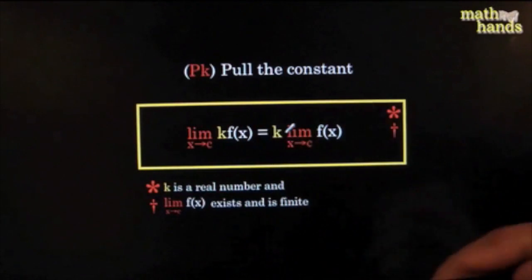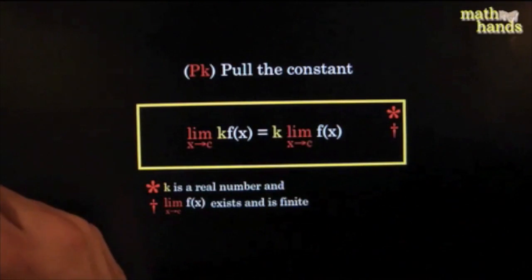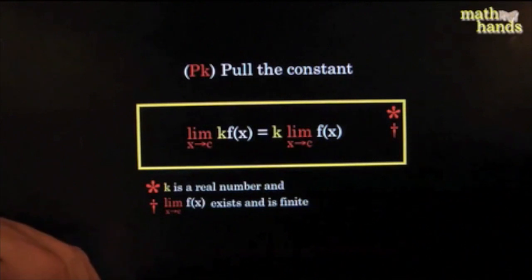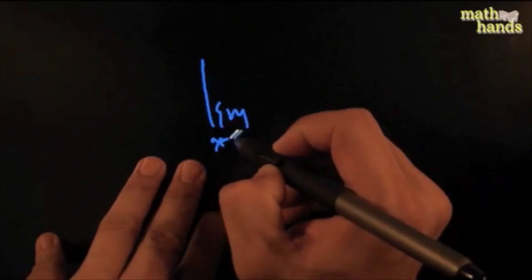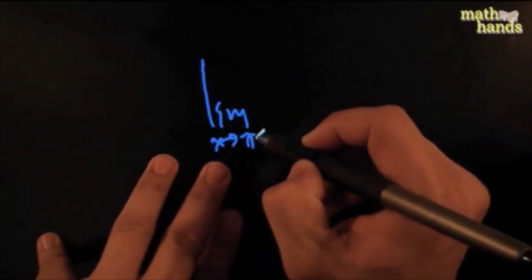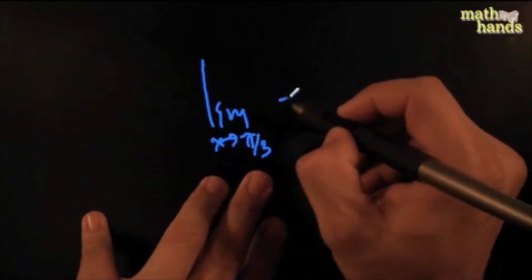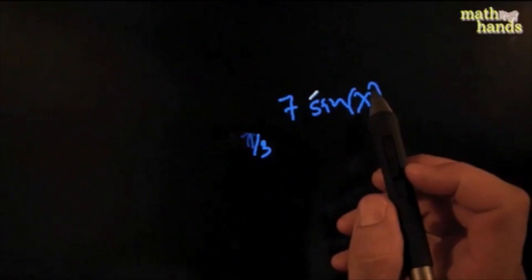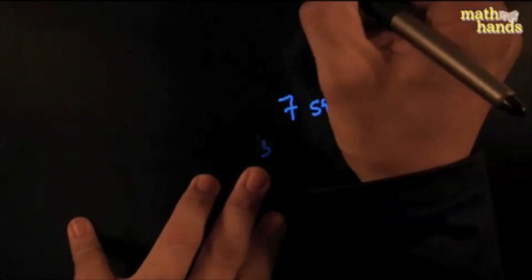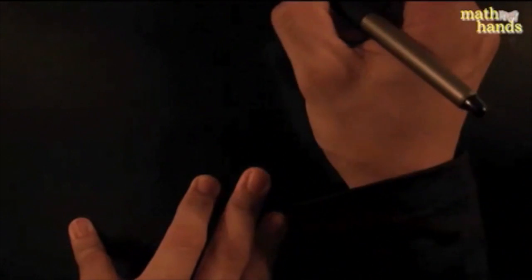So maybe I could try a little example of that. Let's clone that page and let's clear it. So, for example, suppose you had the limit as x goes to pi over 3 of 7 times sine x. So, wow. Wouldn't that be a challenging lecture if all the stuff that the teacher writes disappears?